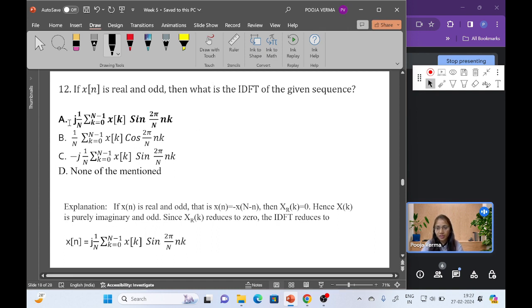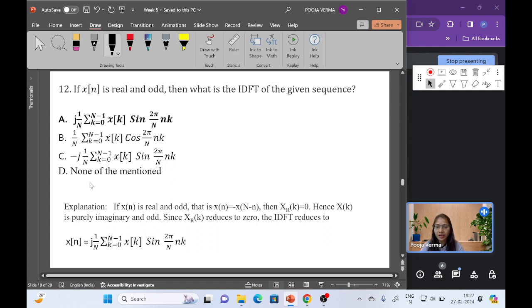Option A is j, 1 by N, the sum over k equals 0 to N minus 1 of X of k sine 2 pi n k divided by N. Option B is 1 by N, the sum over k equals 0 to N minus 1 of X of k cos 2 pi by N n k. Option C is minus j, 1 by N, the sum over k equals 0 to N minus 1 of X of k sine 2 pi by N n k. And option D is none of the above.